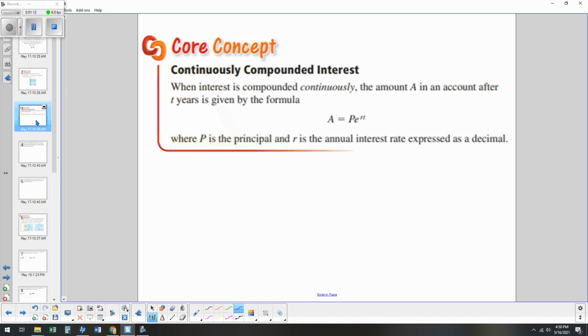That is going to be A equals P for the principal times E raised to the RT. So R is still our interest rate that we turn into a decimal. T is still the amount of time or years. And P, like before, was our principal balance or initial amount.